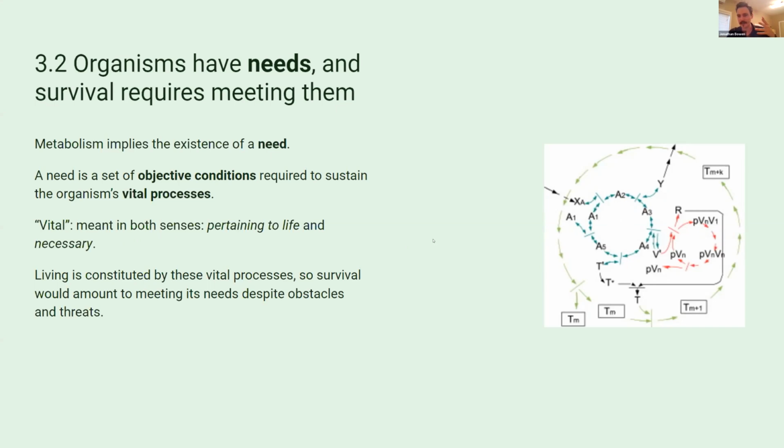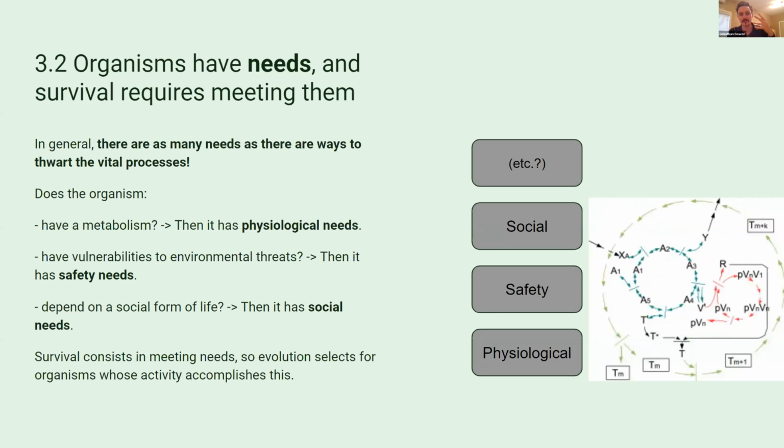So if living is constituted by these vital processes, survival amounts to reliably meeting your needs in a certain kind of environment, despite obstacles and threats. Interestingly, just from those premises, you get a ballooning set of needs because there are as many needs as there are ways to thwart these vital processes. So for instance, does the organism have a metabolism? Yes. Then it has physiological needs. Is the organism vulnerable to environmental threats? Yes. Well, then it has safety needs. There are conditions that are safe and there are conditions that are dangerous.